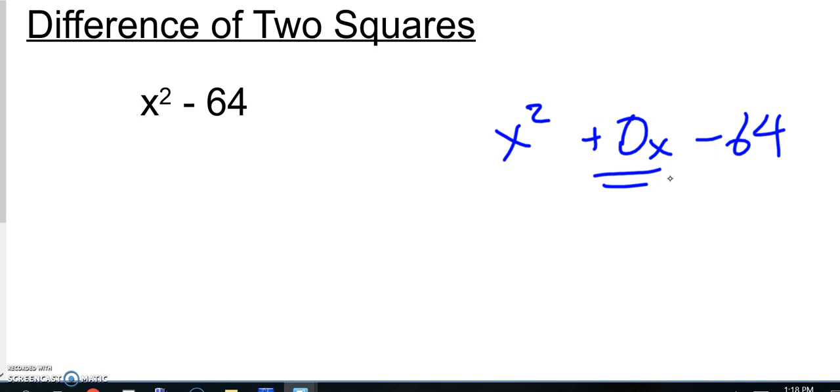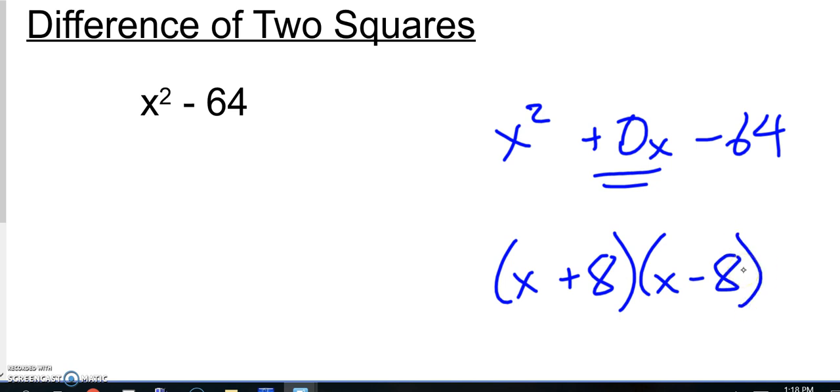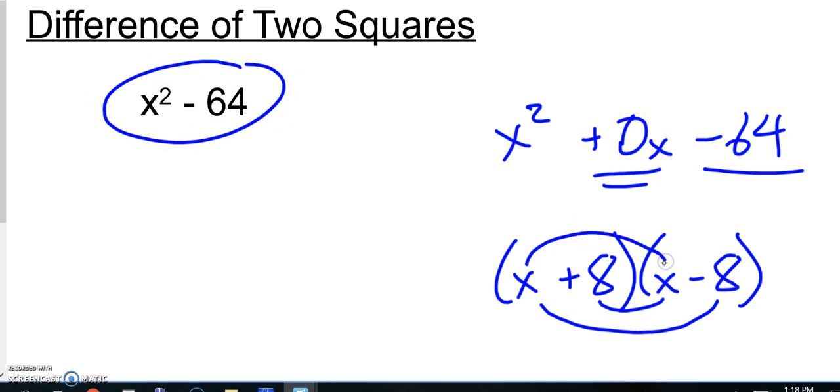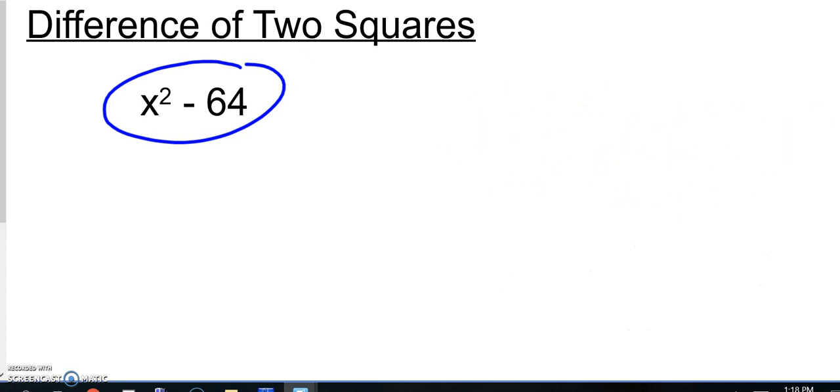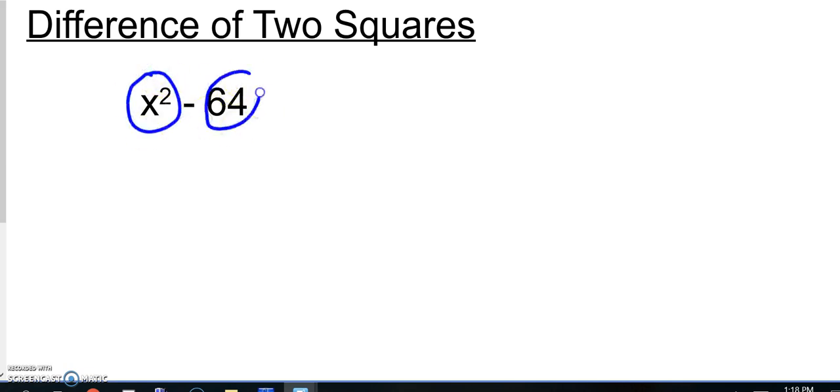So I know that 8 times 8 is 64, and we can work with that. So x plus 8 times x minus 8. I need one to be positive and one to be negative, because a positive times a negative will give me a negative. And if we just check real quick, negative 8x plus 8x is going to give me that 0, and our x times x gives me the x squared. So what we end up finding out here is we do have the difference of two squares, because x squared is a perfect square and 64 is a perfect square, and we are taking the difference of those two squares.